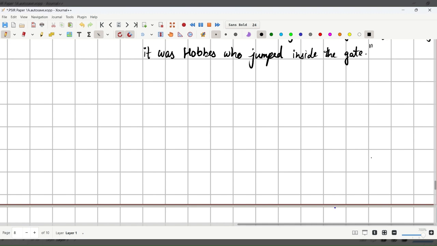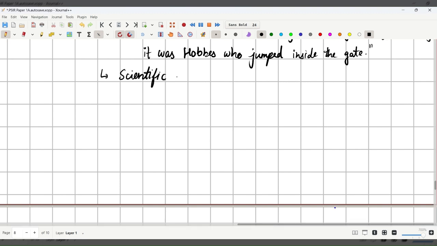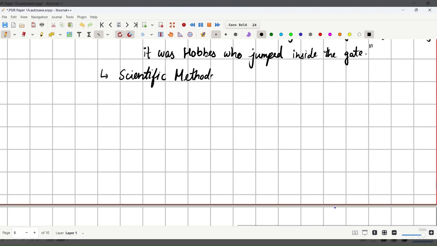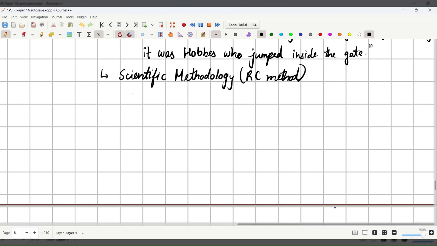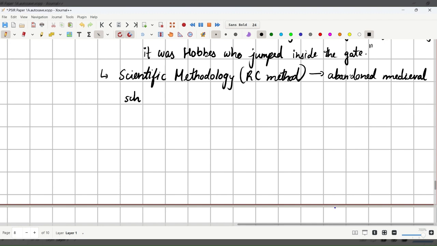So what are the other reasons that Hobbes is called the first modern thinker? Then his scientific methodology, that is his use of the RC method, the resolutive compositive method, because he abandoned medieval scholasticism.